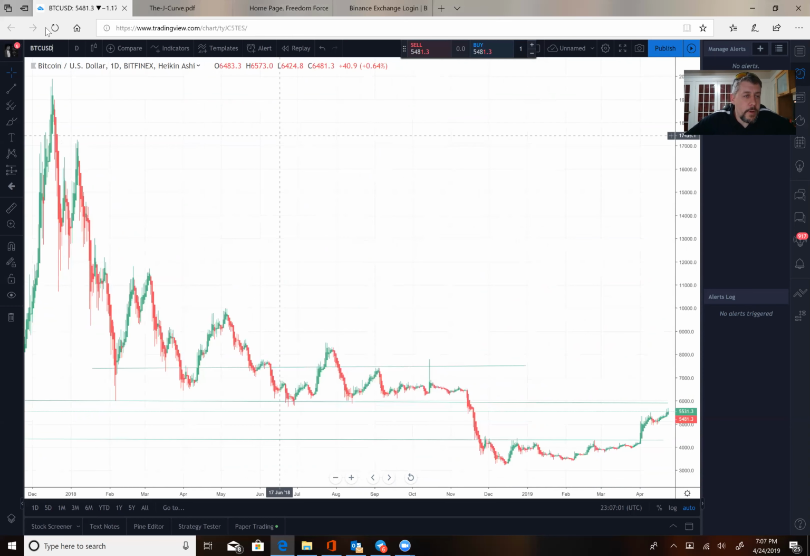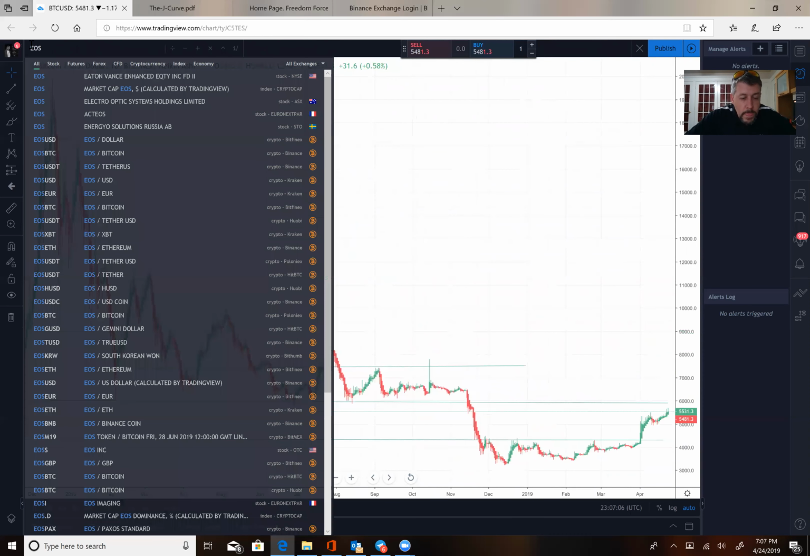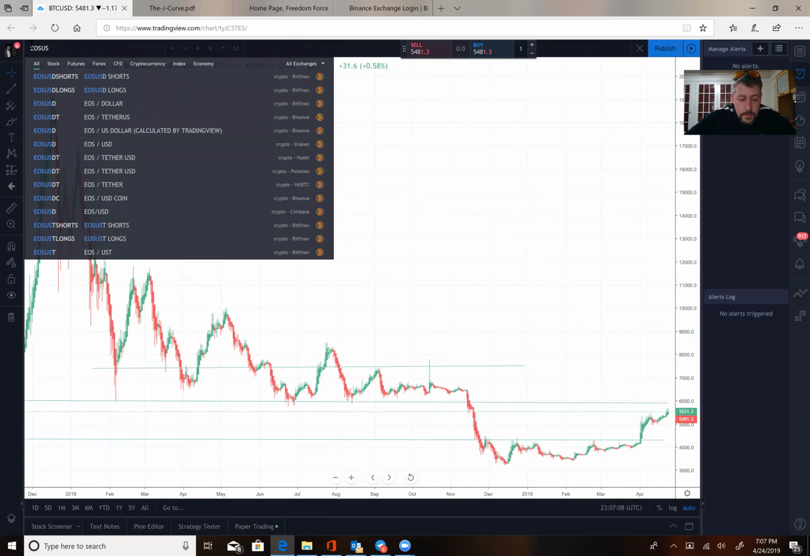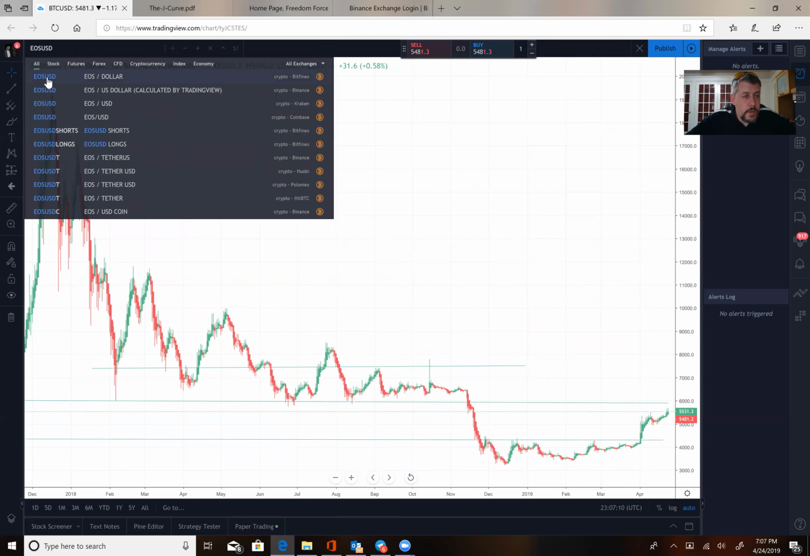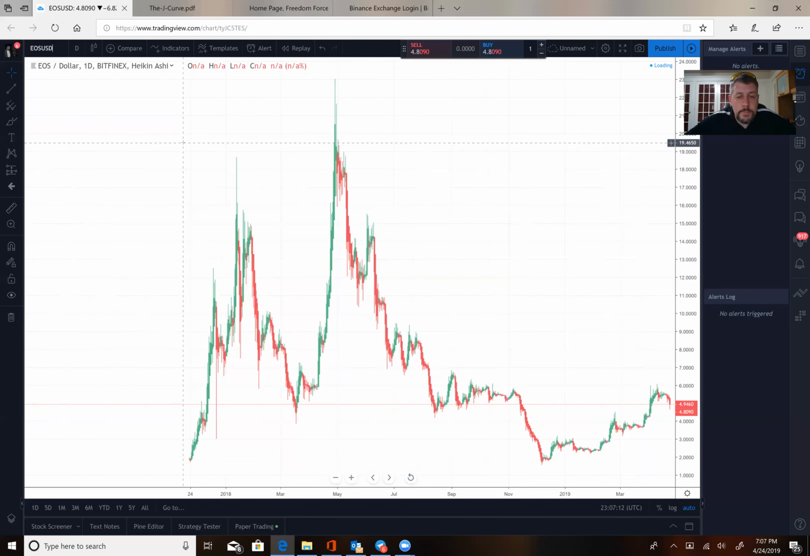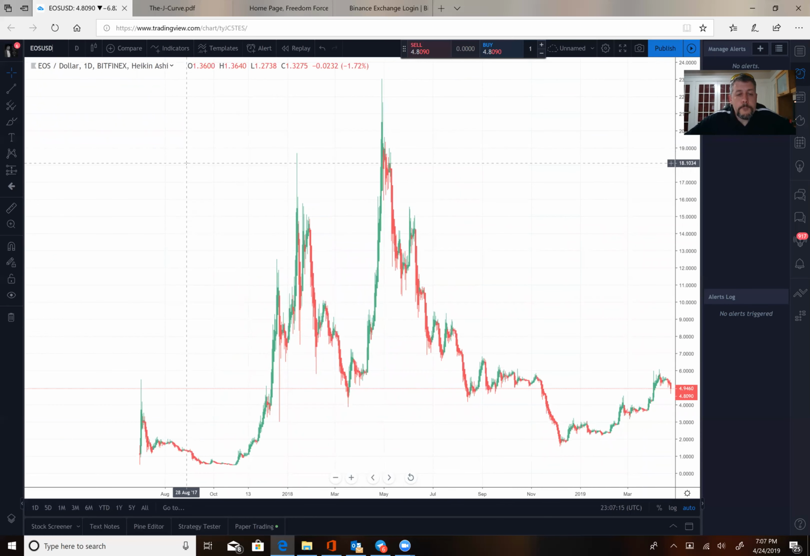The other one that I wanted to run over, and let me pull up the EOS chart. EOS, the US dollar, right? Okay, so here is the other trade setup that I wanted to go over with you, and something to put in your back pocket and pull out whenever. This is not a daily trade. This one will be a setup trade, and this is what I call the J curve trade.